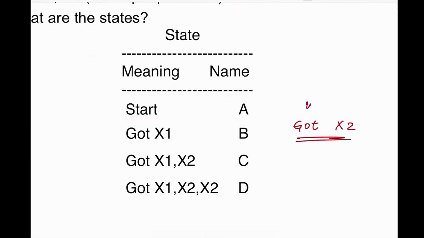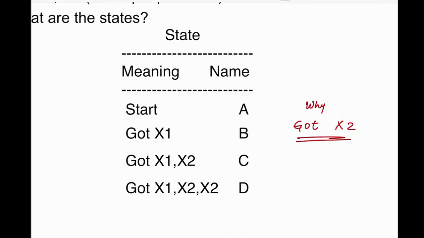Why did we not do this? Why did we not say there is a state called got X2? Because we would go back to A, that's right. So if you got X2, actually, you just go to A, right? We don't need to keep track of that sequence of input. What if the user has to press button 1,000 times? Well, I have a solution even for that.